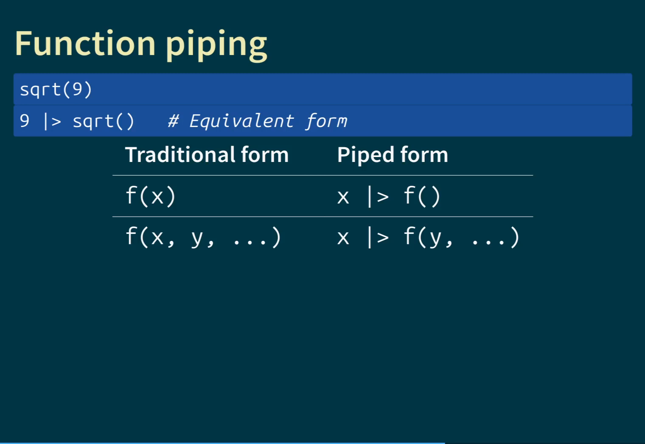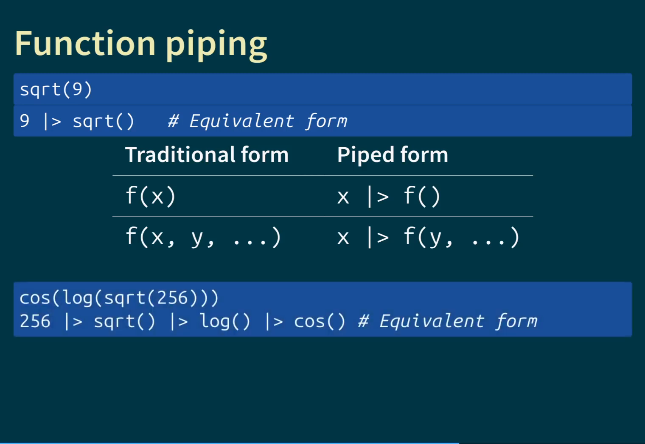In other words, if we have a function f and it has multiple arguments, x, y, and so on, then we can write that same thing equivalently as x pipe f of y and so on, omitting the x from after f, because that is the variable that we're piping in, so that will automatically get substituted in as the first argument to the function f. So what you see is that the form on the left is always completely equivalent to the form on the right in this table.